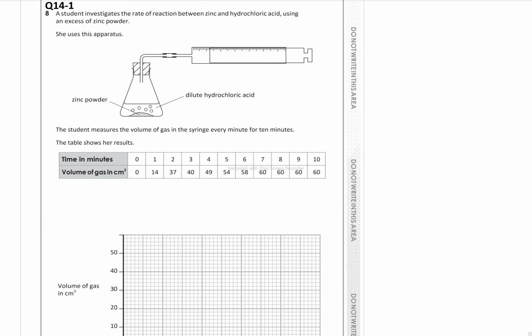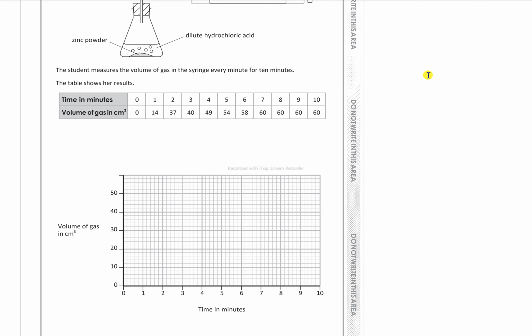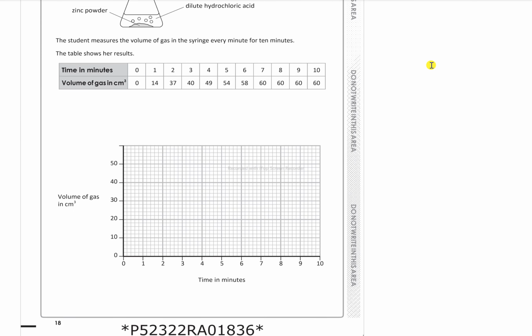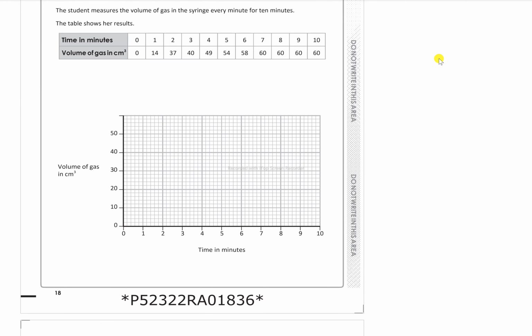Let's move on. Question 14. How are we going to plot this? So they've given us the axes labels, and we need to just plot it. So it's going to be a curve, so it's going up in twos, 10, 12, 14, 16, 18, 20, so we want to be there. So after 2 minutes it's 37, so 32, 34, 36, and halfway between is 37.